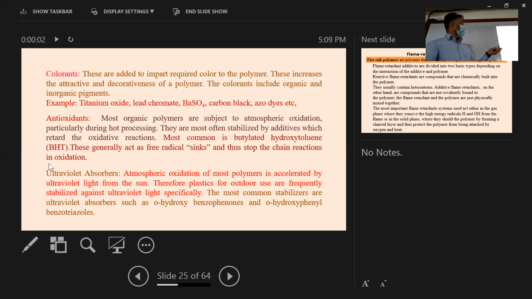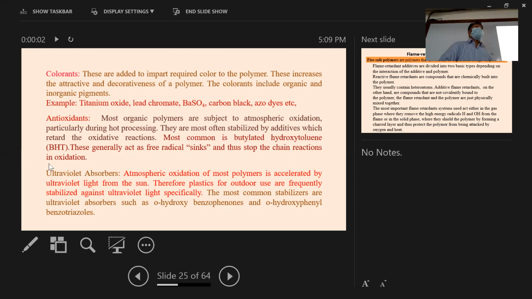Antioxidants. Most organic polymers are subject to atmospheric oxidation. That means reaction with oxygen. Particularly during hot processing, they are most often stabilized by additives which retard the oxidative reactions.